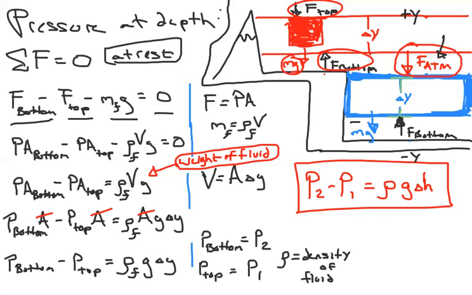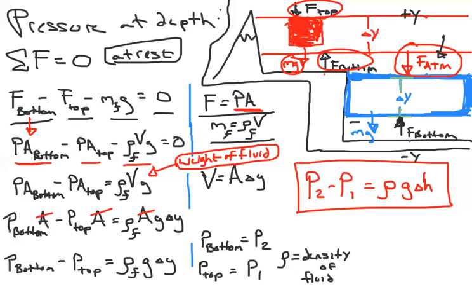And so we make it equal to 0. And then what we know is that force is equal to pressure times area, and that mass is equal to density times volume. So we make those exchanges in this equation. And we say that the force at the bottom, since force is equal to pressure times area, can be the pressure at the bottom times the area, right?